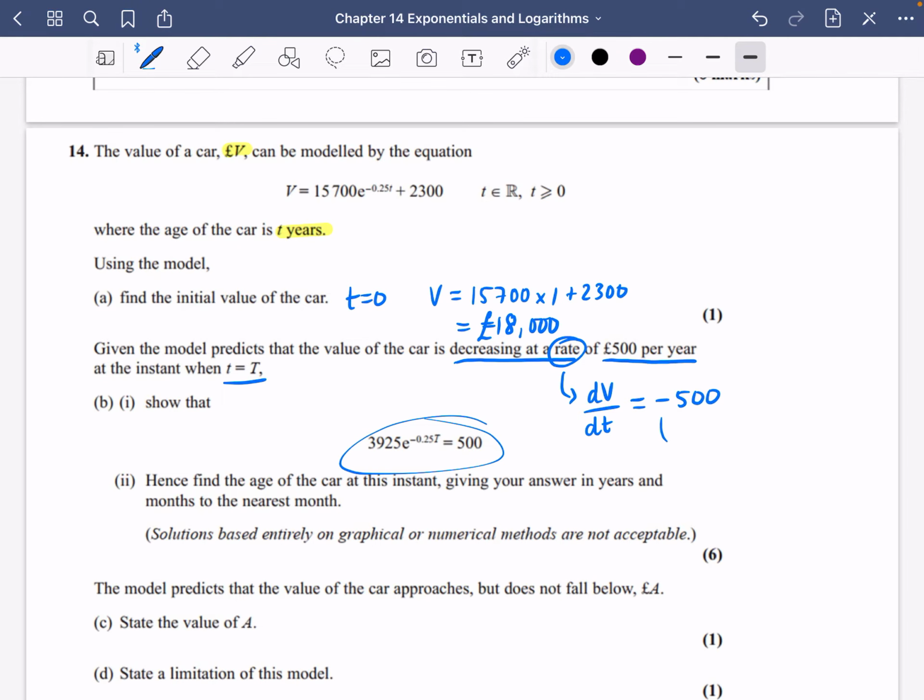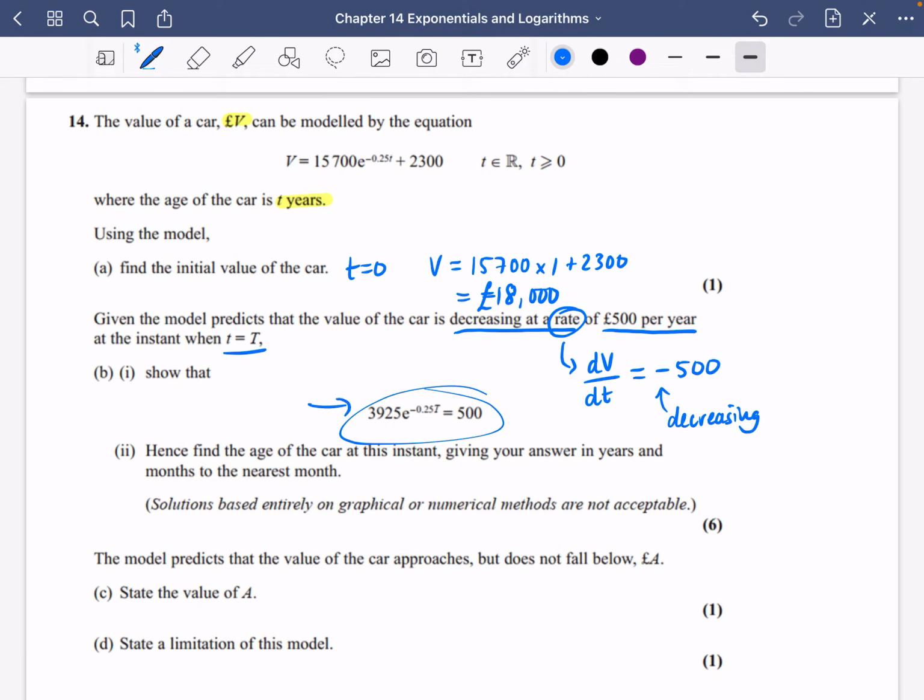Now the reason it's got the minus in here is because if something has a negative rate, it means that it is decreasing. So I'm going to write that down. I'm going to ignore this for now. I'm actually just going to think, what can I do with this information that I'm going to highlight here in green?